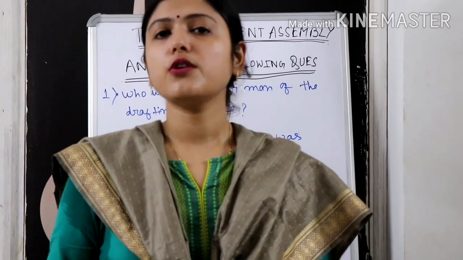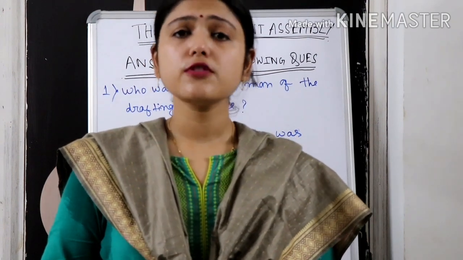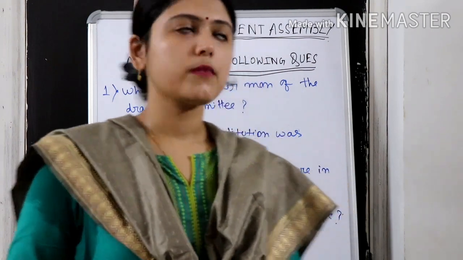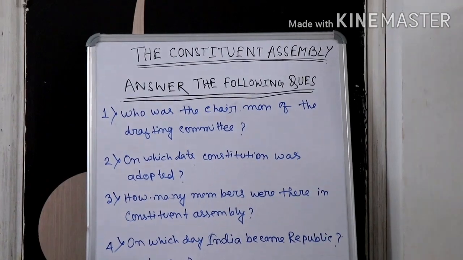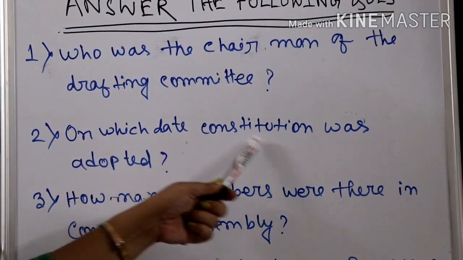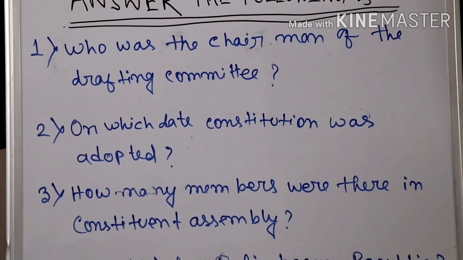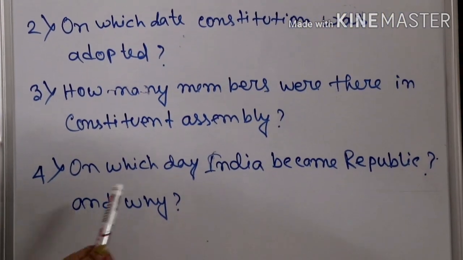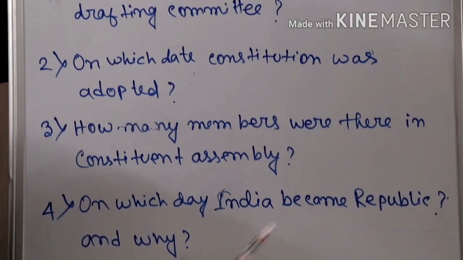So dear students, based on today's video lesson, I'll give you some questions. Do write down the answers to the following questions in your civics copybook. Here are the questions. Question number 1: who was the chairman of the drafting committee? Question number 2: on which date was the Constitution adopted? Question number 3: how many members were there in the Constituent Assembly? Question number 4: on which day did India become a Republic and why? That means why do we consider that day as Republic Day.